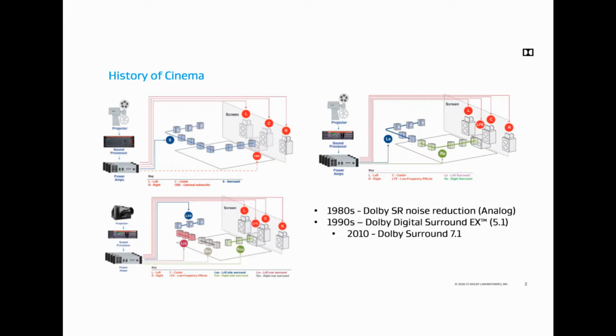Then towards the end of the 2000s, the cinema format evolved again as the rear of the cinema was split into 4 sections now. So you had a side surround, a rear surround on each side.